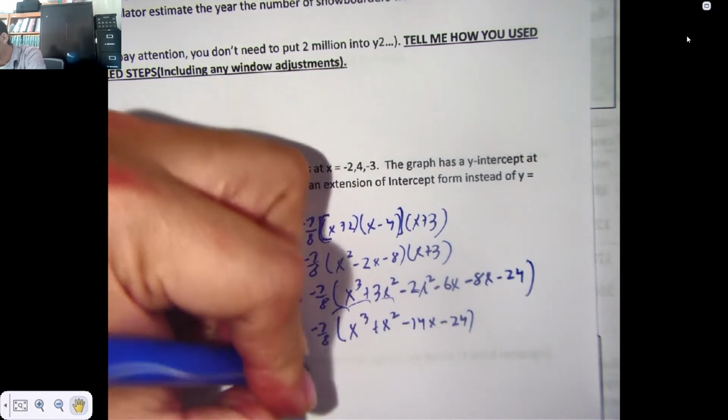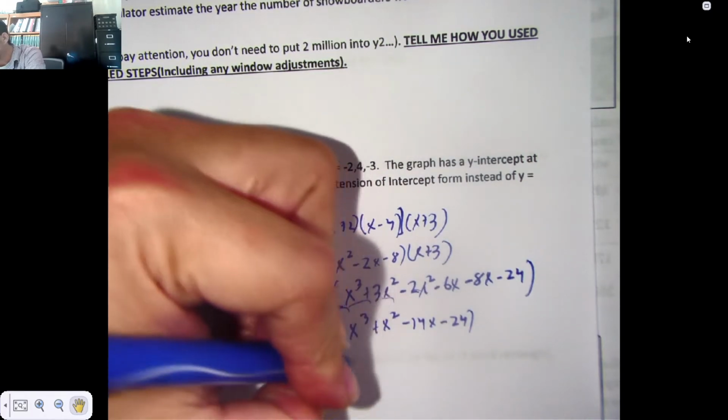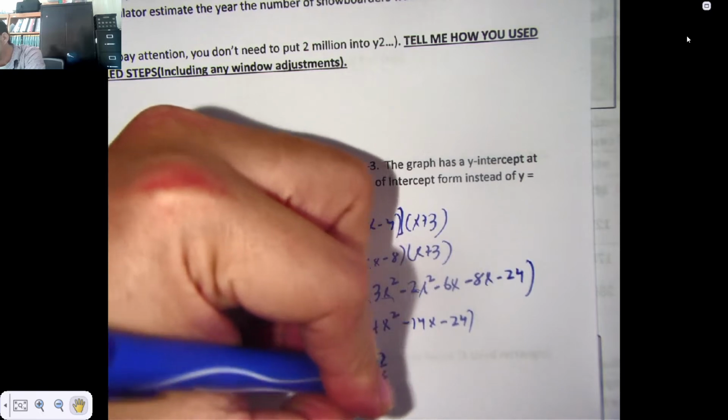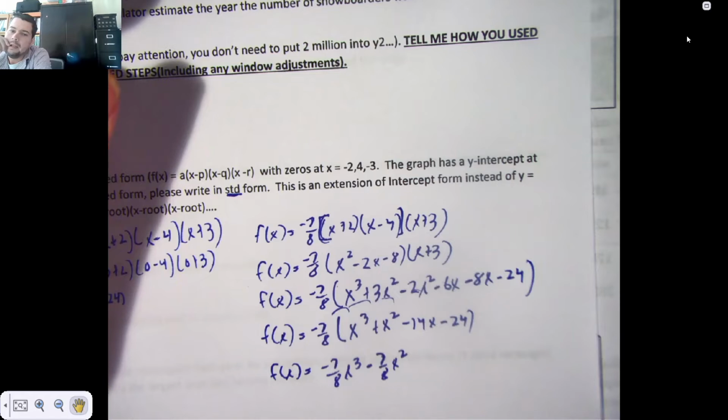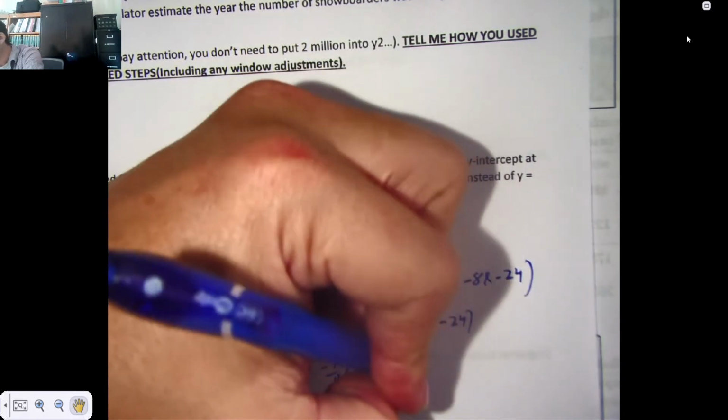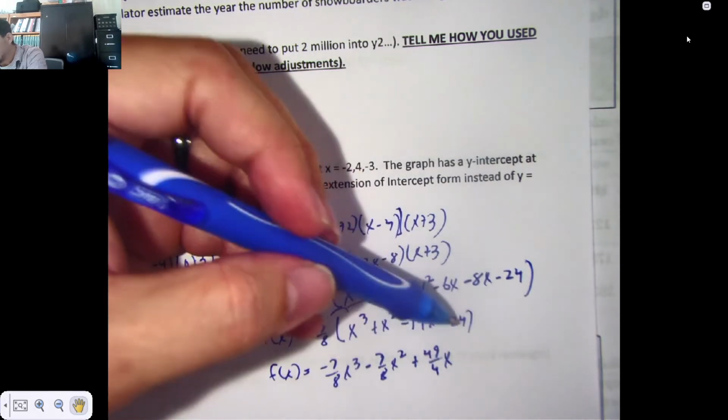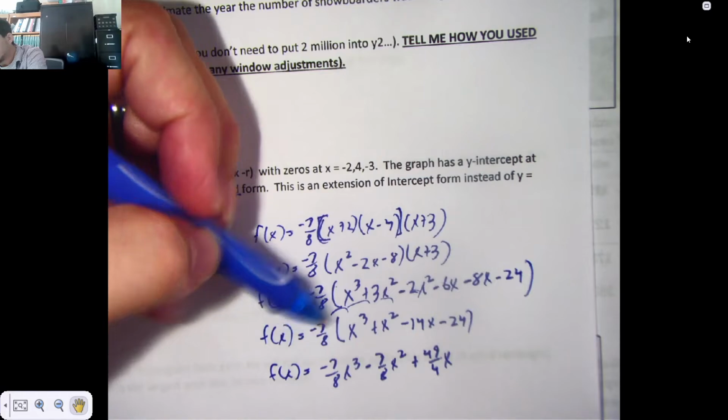So f of x is -7/8 of x cubed minus 7/8 of x squared. Oh no, it's about to get a little tougher, right? -7 times -14 would be 70, 28, 98 over 8. 49/4. Seems right. So plus 49/4 of x. 24 over 8 is 3, so plus 21. Should be good.